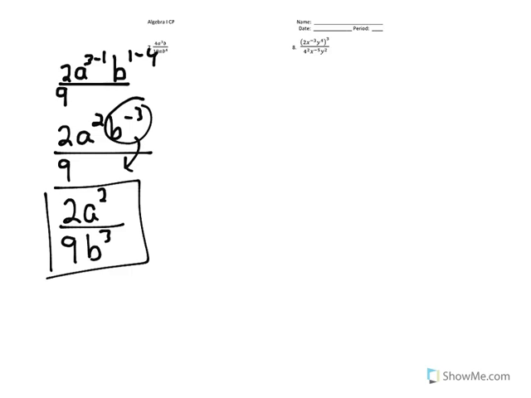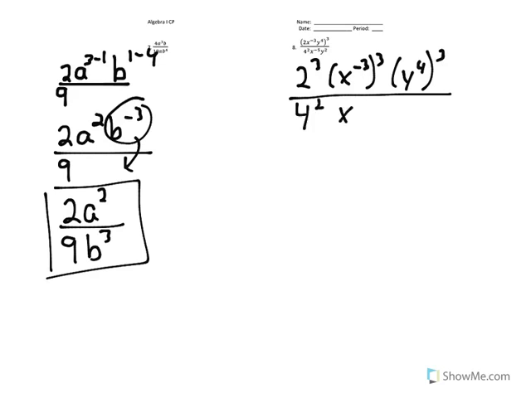Okay, we have a lot going on here for number 8. We have power of a product in the numerator, so let's deal with that first. So everything gets raised to the 3rd power in the numerator: 2 cubed, x to the negative third cubed, and y to the fourth cubed, all over 4 squared, x to the negative fifth, y squared.